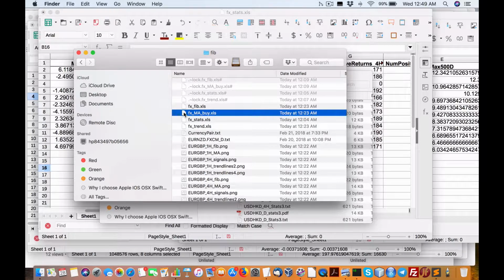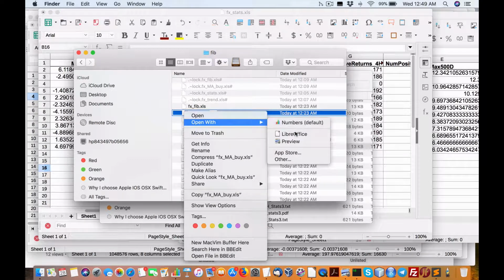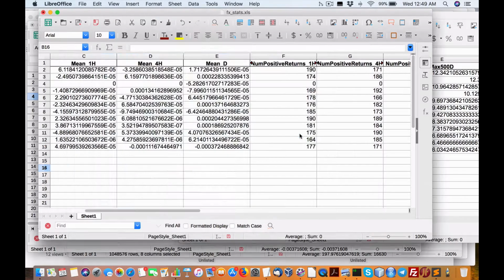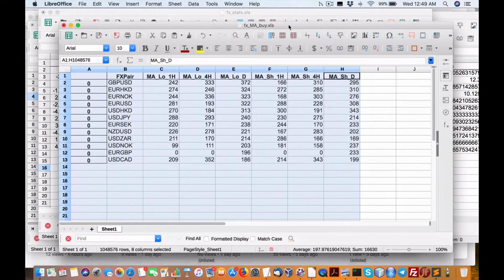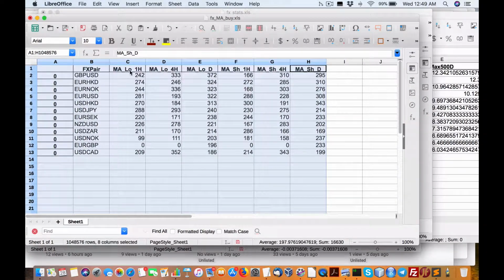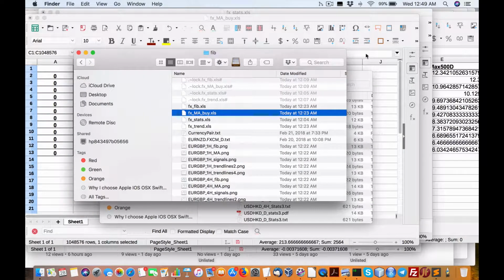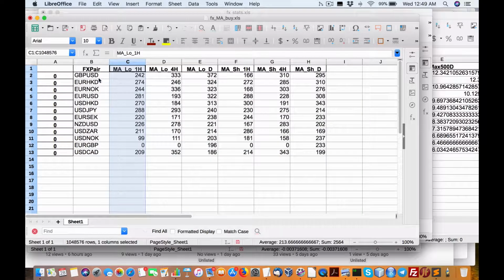Okay, so let me show you some other Excel files I generate. The other one that I find quite fascinating is moving averages. Now, according to the theory, what we have here is moving average, low, 1 hourly, long and short. So for instance, what we're saying is we are using 3 periods. So let's say, just out of curiosity, GBP and USD.